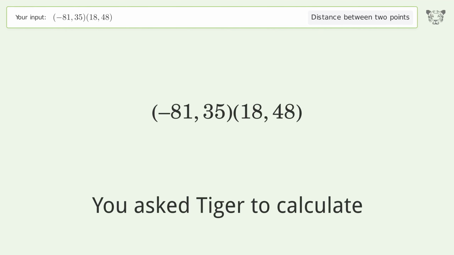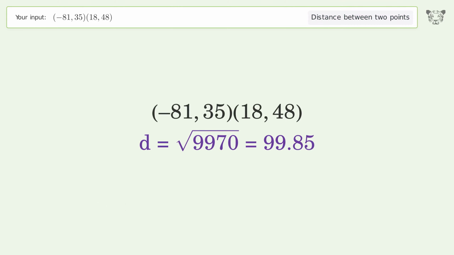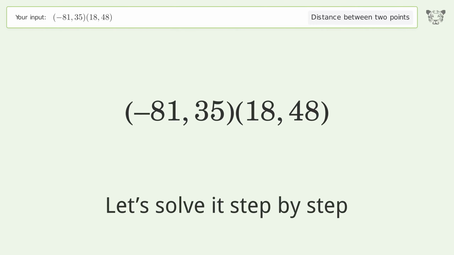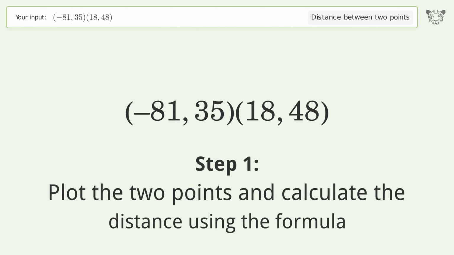You ask Tiger to calculate. This deals with the distance between 2 points. The distance between the 2 points is the square root of 9,970, or 99.85. Let's solve it step by step. Plot the 2 points and calculate the distance using the formula.